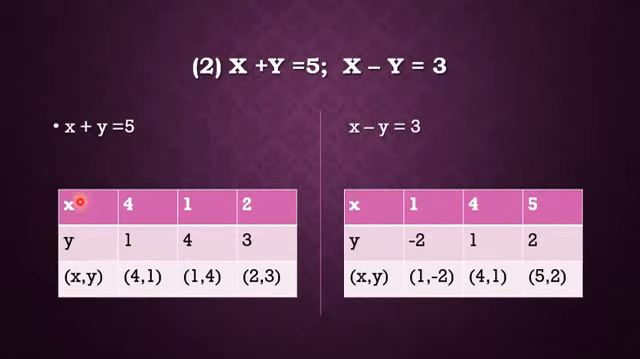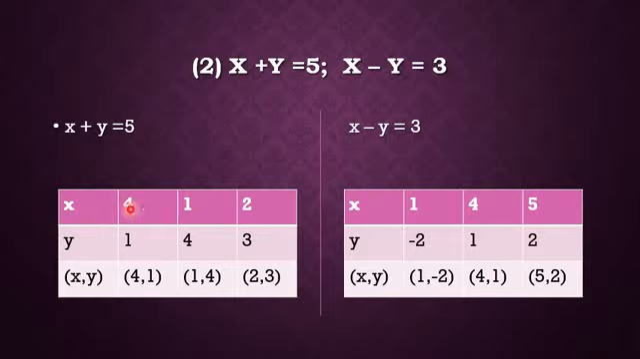So x is equal to 4, then y is equal to 1, that is 4 comma 1. We can interchange that value. x is equal to 1, then y is equal to 4. The coordinate of (x, y) is 1 comma 4.